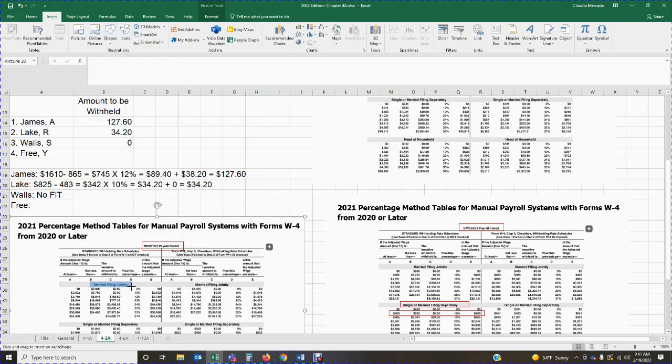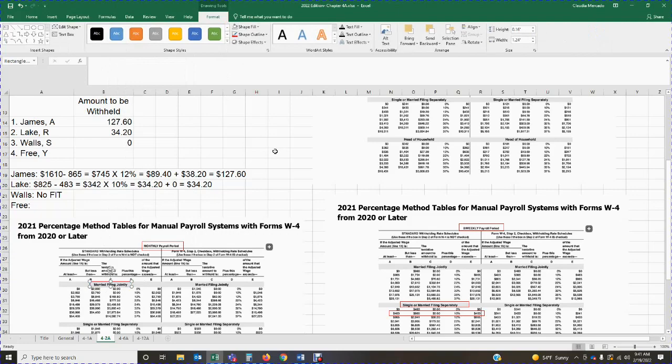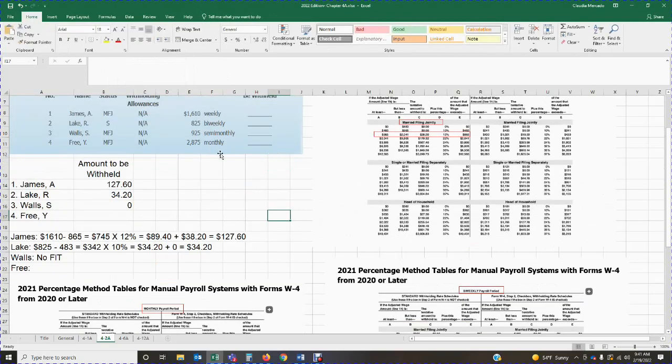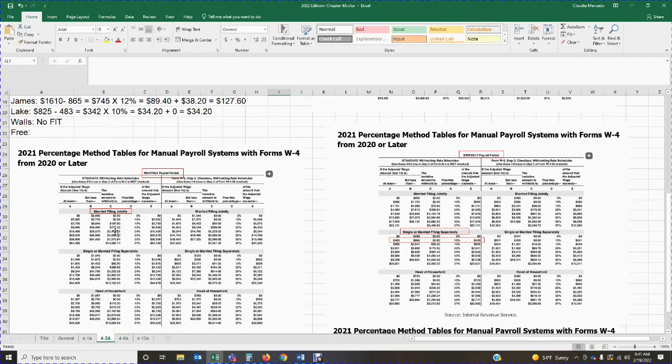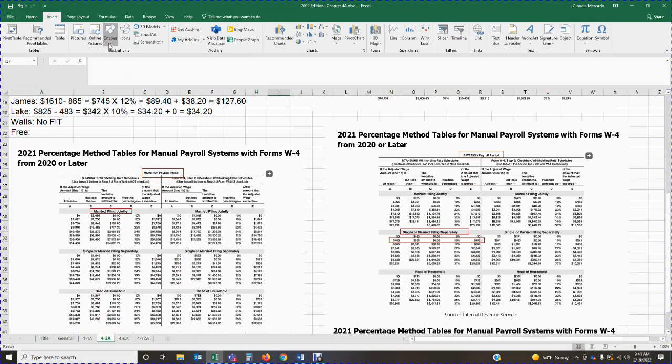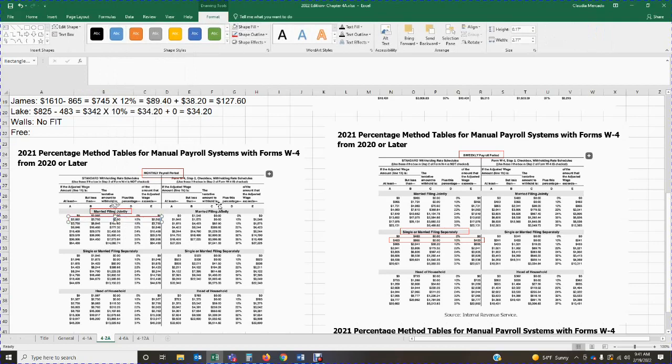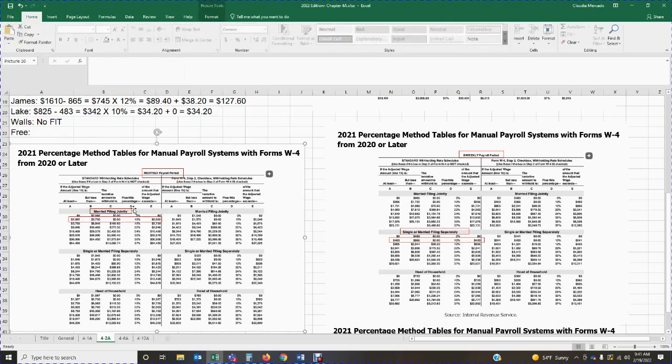Married filing jointly. And then Free made $2,875. So we're going to locate that in the table, and that would be the second tier. We were looking at the second tier right there. So the amount is $2,875. That falls in that second tier. So now we can do our calculations for Free.